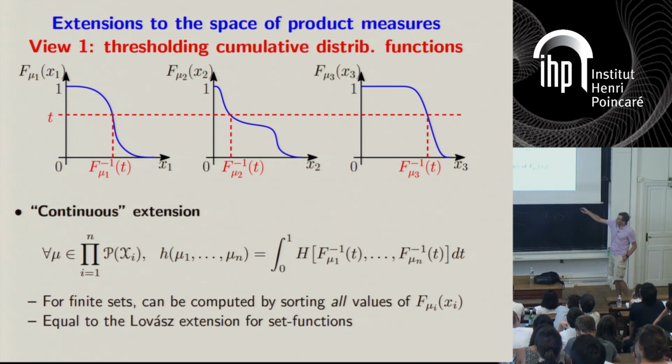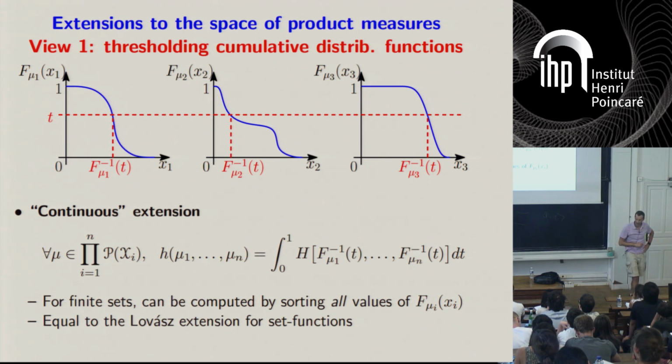So let me start again. I represent each of my variables as a measure. Hence, I have a CDF. And from the inverse of the CDFs, for any threshold t, this gives me a value in my original set. Then I can take the submodular function there and take the expectation.